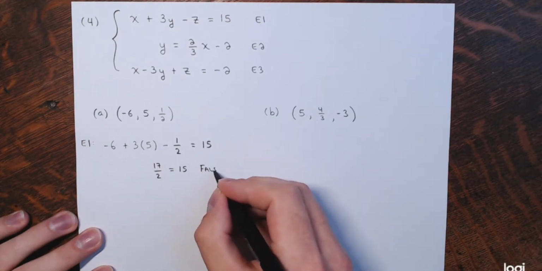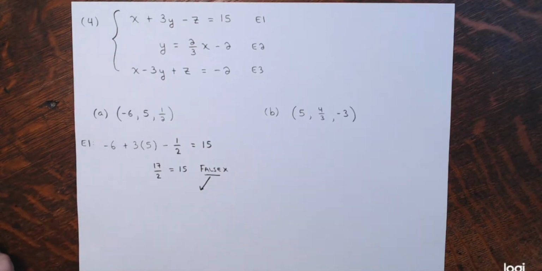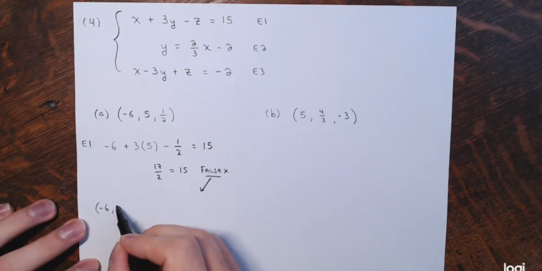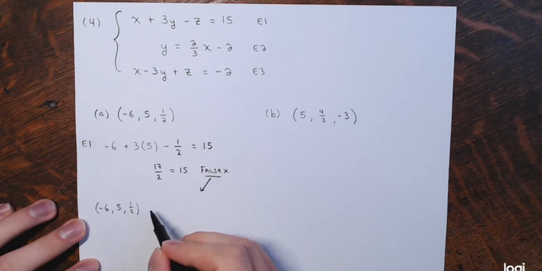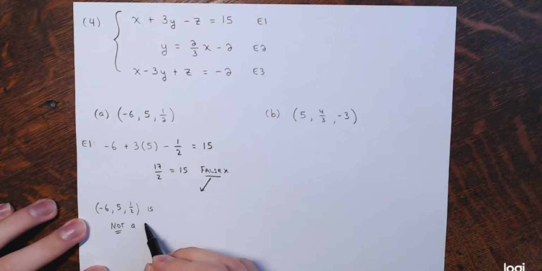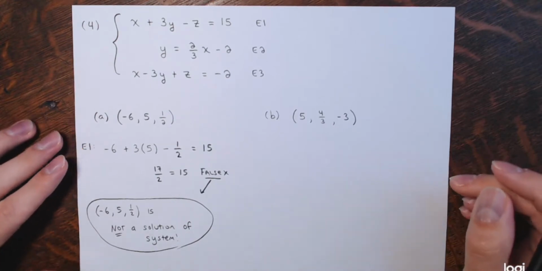So I can stop right now. This ordered triple is not even a solution of the first equation, so it definitely can't be a solution of the system. So this ordered triple, -6, 5, 1/2, is not a solution of the system. Pretty easy stuff, I feel. Just plugging in and checking if you have all true statements or not.